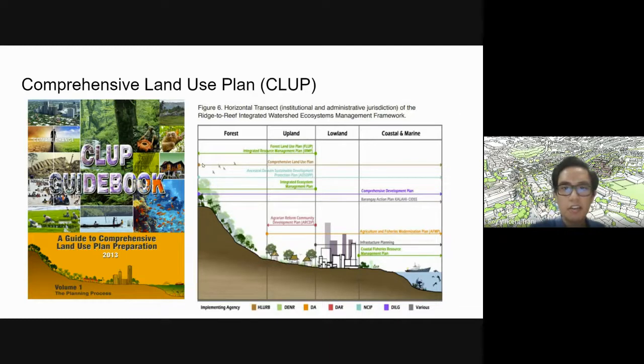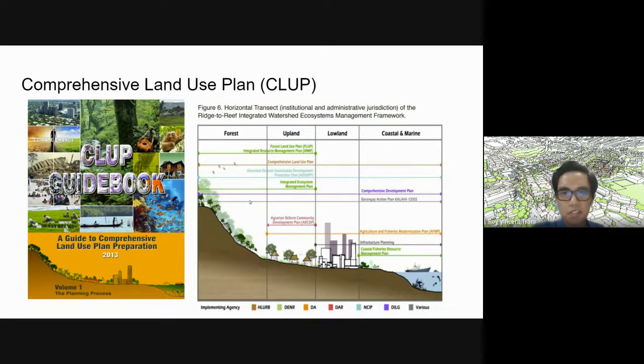So looking at the jurisdiction of a comprehensive land use plan, that includes everything from forest, upland, lowland, and coastal marine areas. There's an HLURB comprehensive land use plan, and also there's a DILG comprehensive land use plan. For some reason, two different agencies are making their own CLUPs, so you can already tell how messy this is getting.